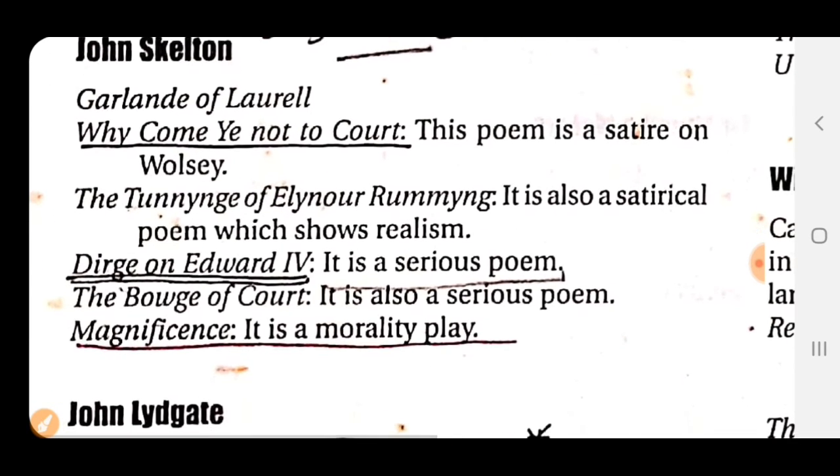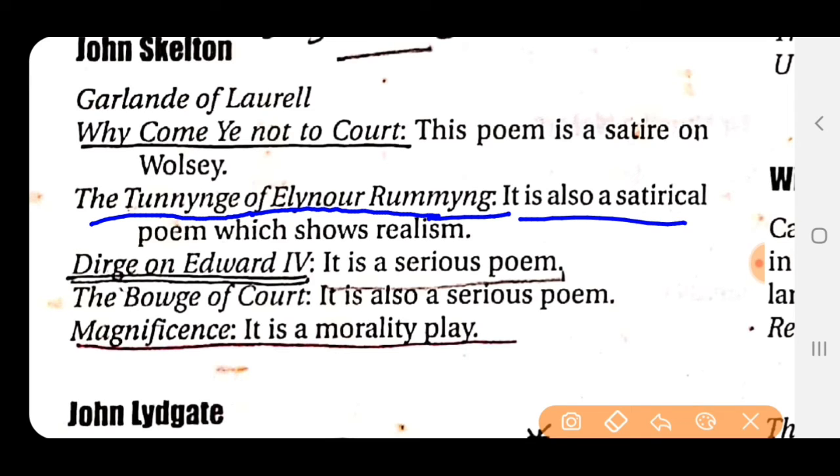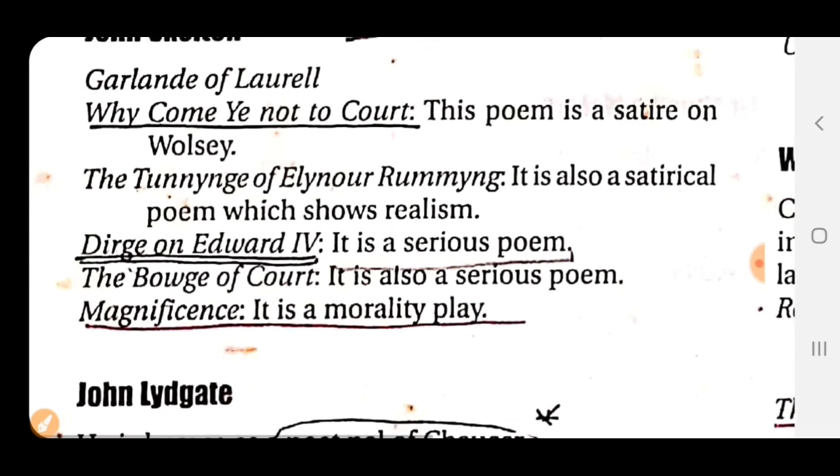Next is The Tunning of Elinor Rumming. It is also a satirical poem which shows realism. Dirge on Edward IV. It is a serious poem. The Bowge of Court. It is also a serious poem. Magnificence is a morality play.